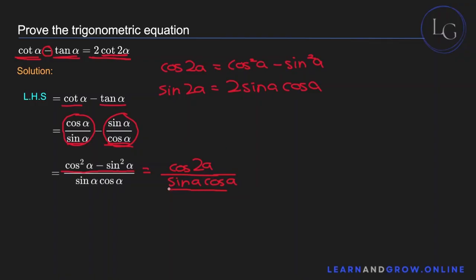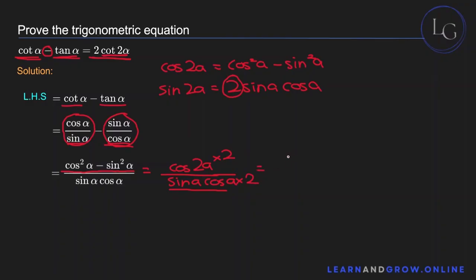And to get that, you need to basically multiply this denominator of sine alpha cos alpha with this 2. And since you're multiplying the denominator with 2, you need to multiply the numerator with 2 as well, so that the actual value of the function does not change. So multiply this cosine 2 alpha with 2 and multiply this denominator with 2 as well.